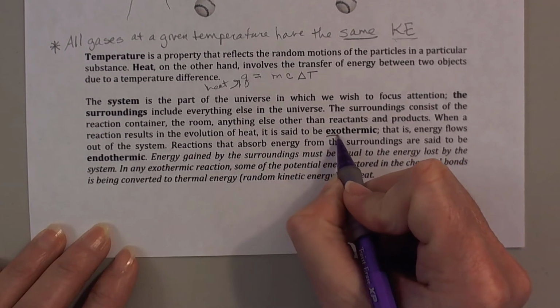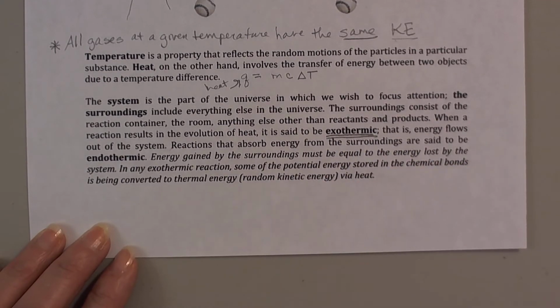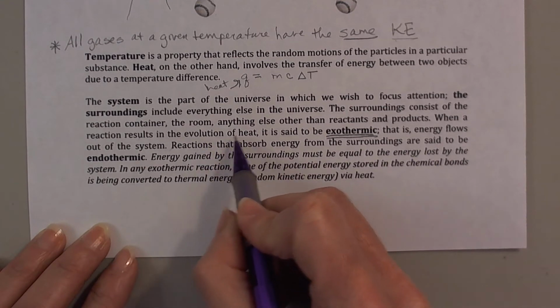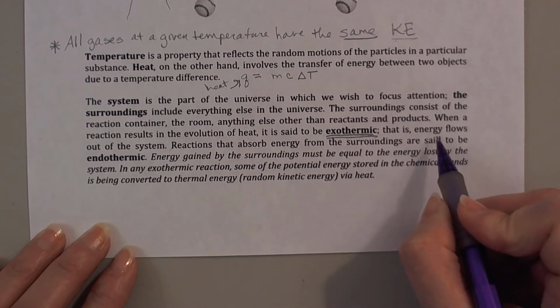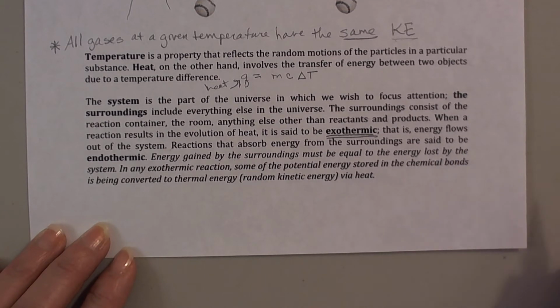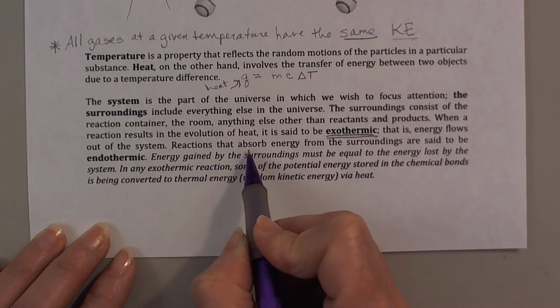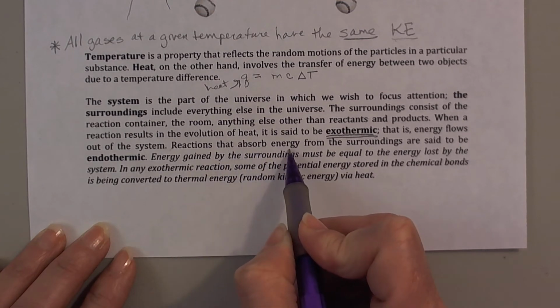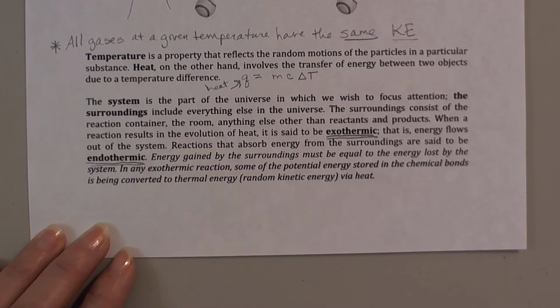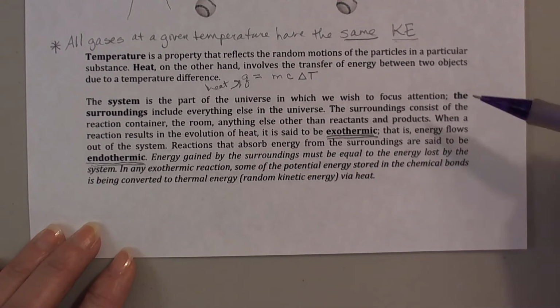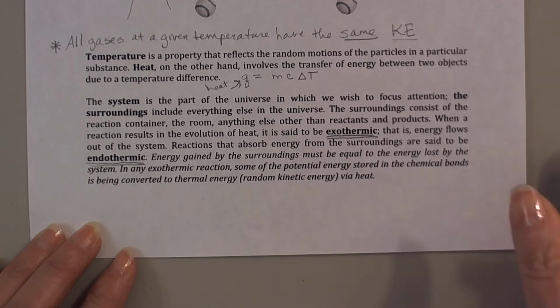Now, whenever you produce heat in a reaction, it's said to be exothermic. That means energy is flowing out of your system. On the other hand, reactions that absorb energy from the surroundings are called endothermic. So energy gained by the surroundings must be equal to the energy lost by the system, because remember, the energy of the universe is constant.